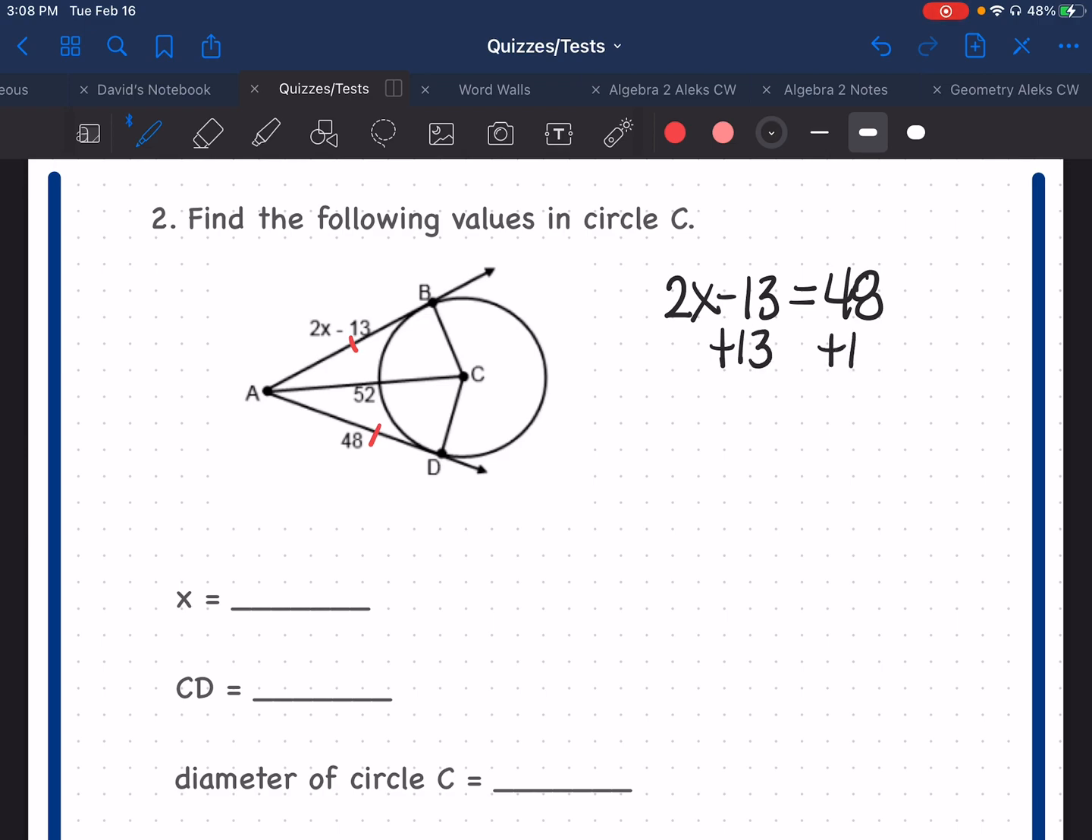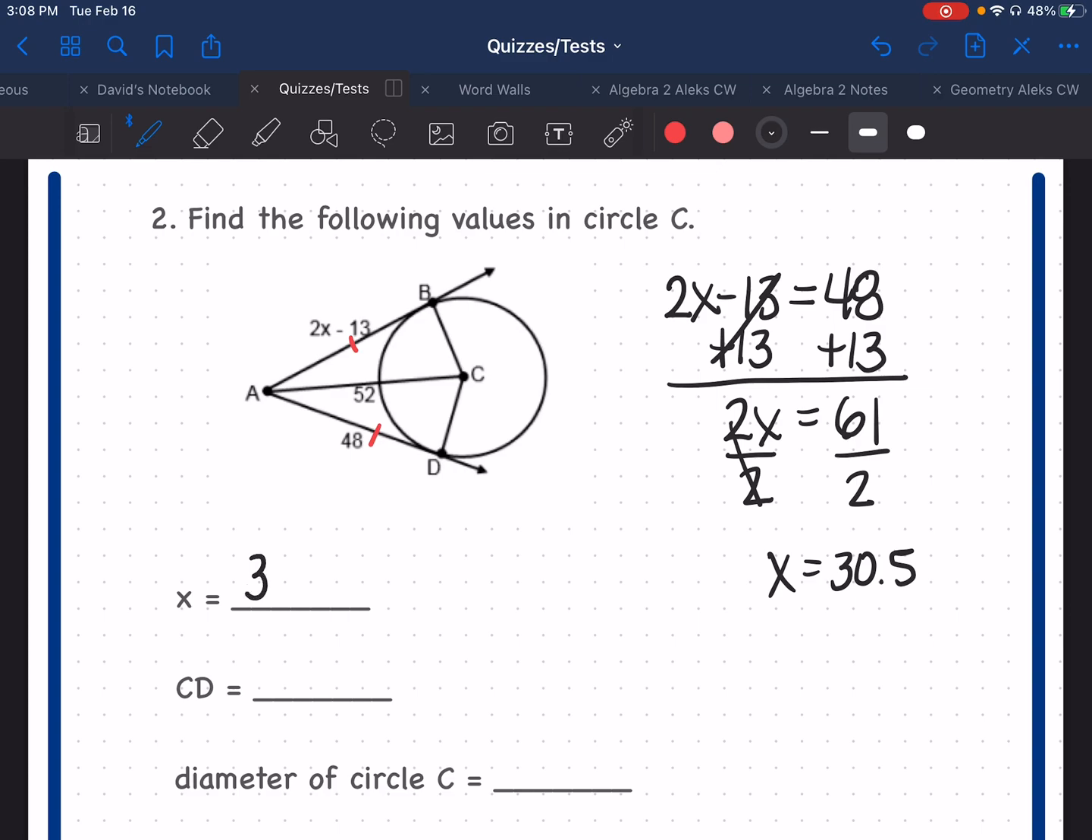I'm going to add my 13, and that gives me 2x is equal to 61. I'm going to divide by 2, and I'm going to go ahead and put 30.5. If you do get a decimal, go ahead and put it in the quiz today. I've made certain that the decimals will terminate, so 0.5, 0.25, if you get a decimal at all.